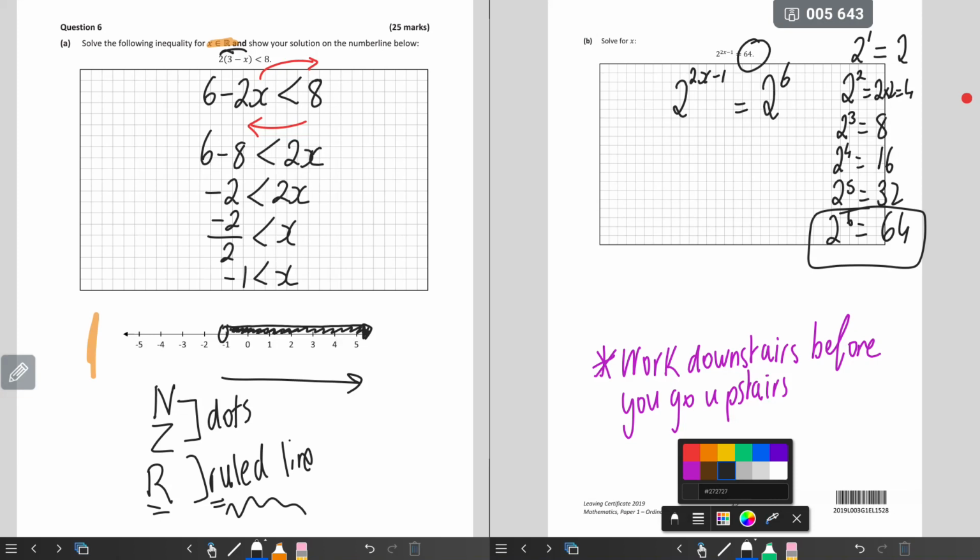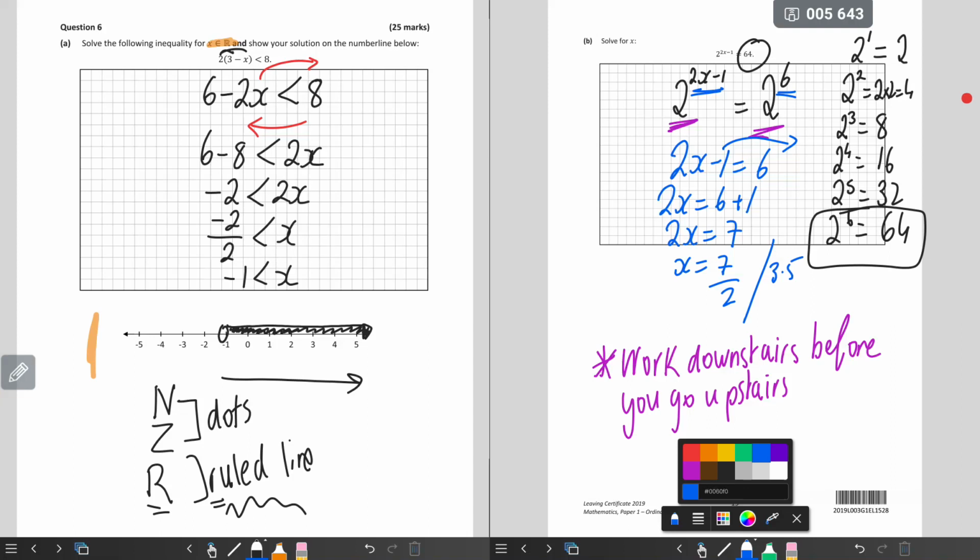This is what I mean now. Work downstairs. So I've got both of these in my 2's. That's my downstairs. And now I move upstairs. And what I've got upstairs is that. So 2x minus 1 is equal to 6. How do you work out what x is? Move the minus 1 over. So 2x equal to 6 plus 1. 2x equal to 7. What's x equal to? 7 over 2. Good. Or 3.5.